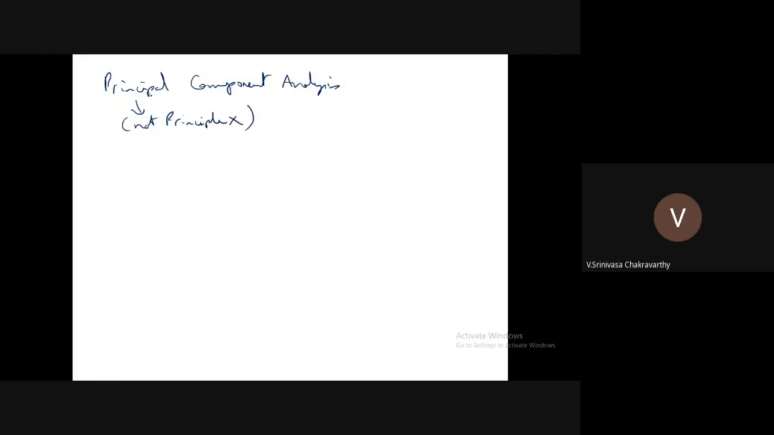Okay, because principal means important, key. These are key components, main components of the data. In which direction do you have the most important components? Right. So finding that out is called principal component analysis.